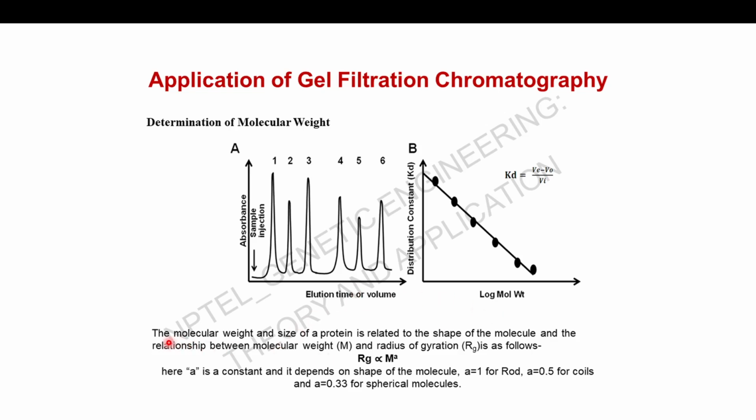Now, the molecular weight and size of a protein is related to the shape of the molecule definitely, and the relationship between the molecular weight and radius of gyration is as follows. Rg is directly proportional to M to the power a, wherein a is a constant and it depends on the shape of the molecule. For a rod-shaped molecule, a is 1. For coils, it is 0.5, and for spherical molecules, it is 0.33. Okay.